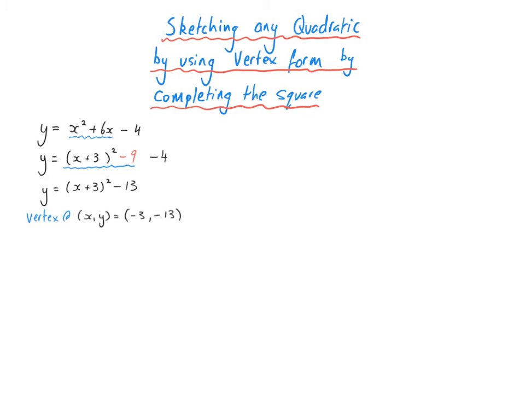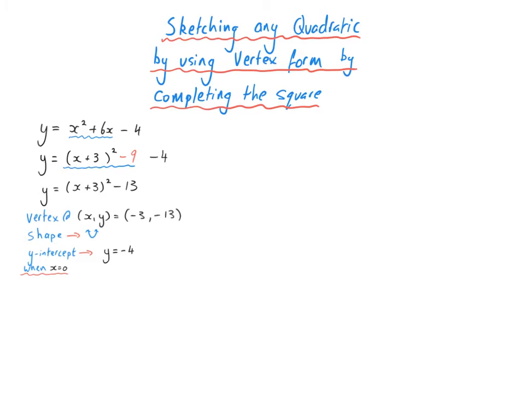Here we have the vertex, or the turning point, at (minus 3, minus 13). So remember, it occurs for the x value that makes the bracket 0. That will give me the smallest possible value out of this equation of minus 13. In this example, my parabola will open upwards because my dominant term is positive x squared.